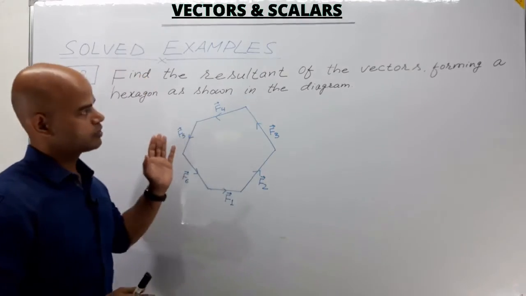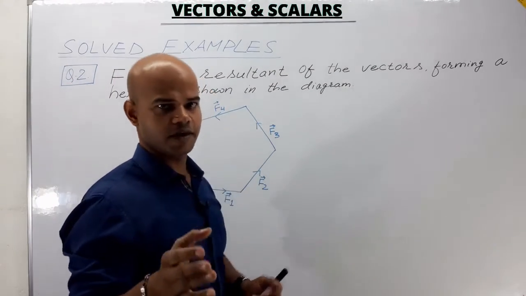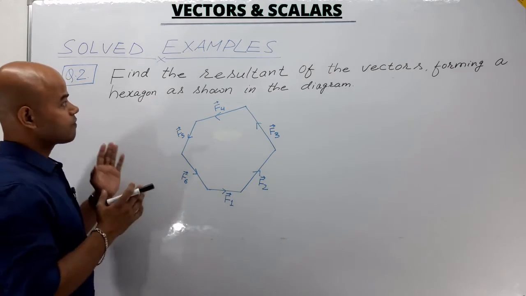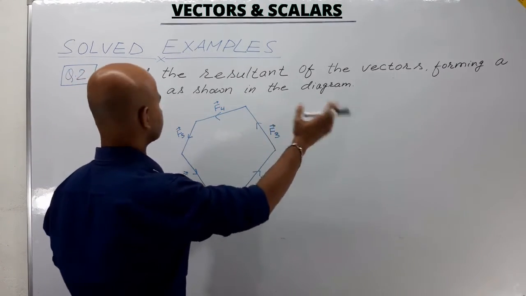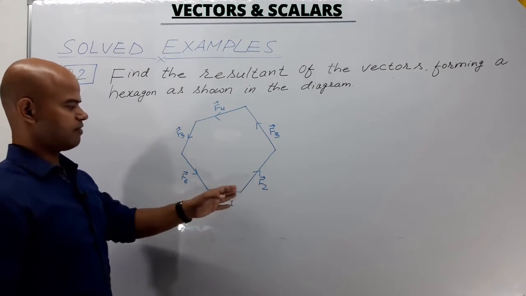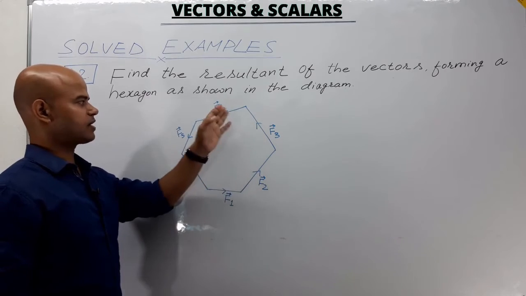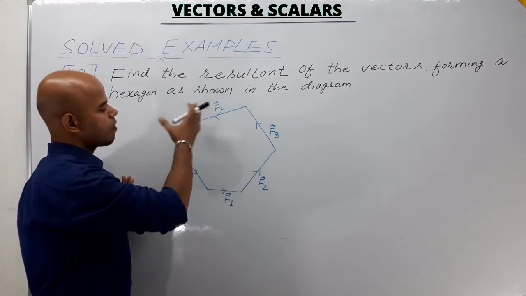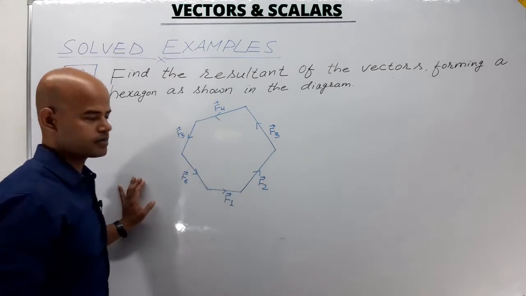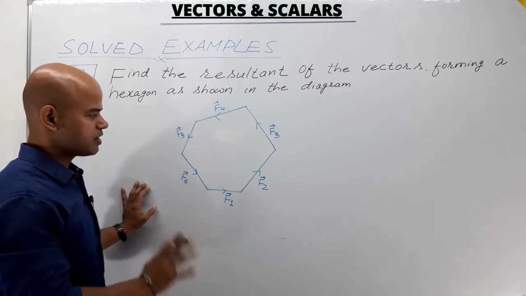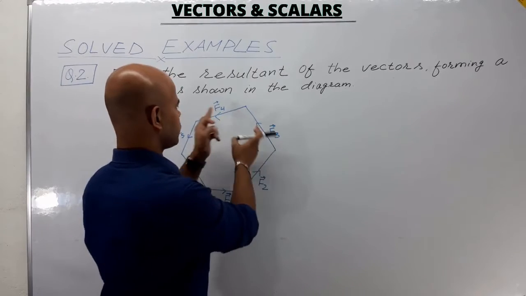Alright, so question number 2. So look at your screen and read it carefully. So here is the question. Okay, so find the resultant of the vectors forming a hexagon as shown in the diagram. So these are the vectors given: F1 vector, F2 vector, F3 vector, F4 vector, F5 vector and F6 vector, right? These vectors are forming a hexagon, right? This is not a regular hexagon. It's nowhere mentioned in the question. So there is nothing like these sides are equal, right?